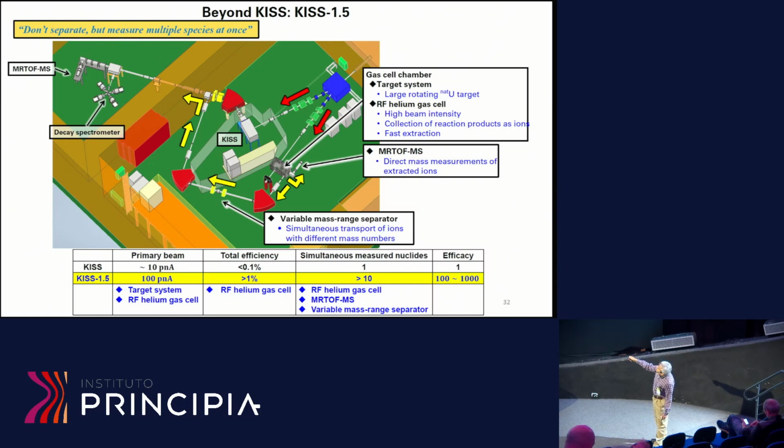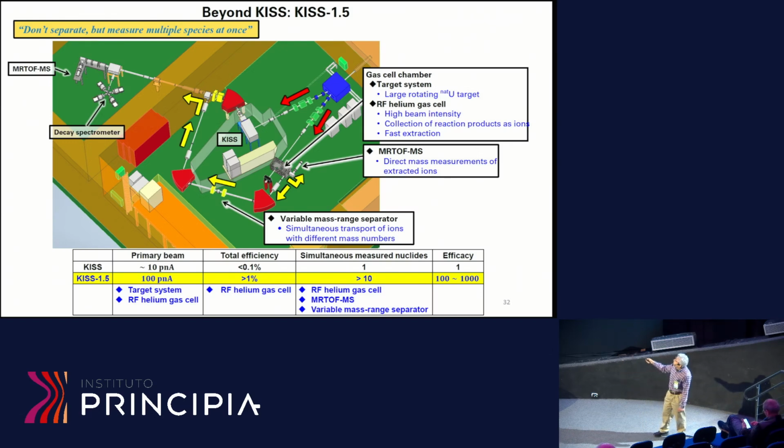This figure shows a schematic view of the KISS 1.5. This is the KISS system which exists already, and we will construct the KISS 1.5 as shown in this line. We are using the helium gas cell, which collects the reaction products as ions, and all reaction products are transported to the mass spectrograph just after the gas cell and simultaneously measured.